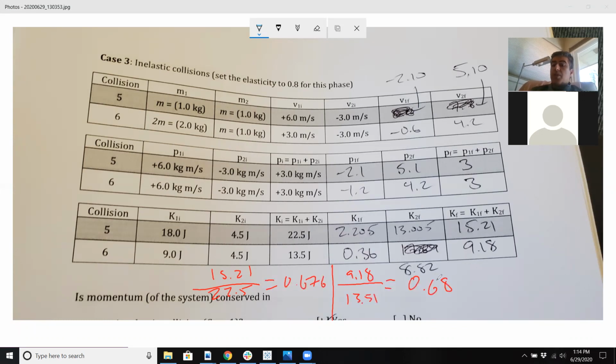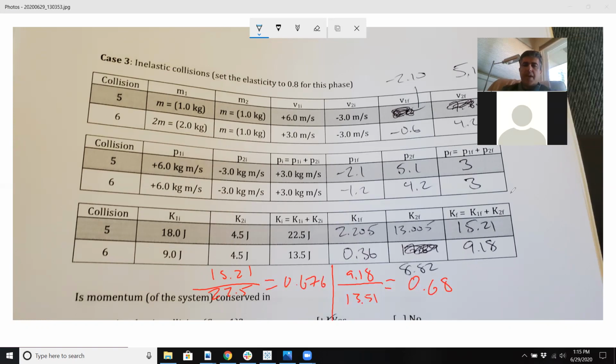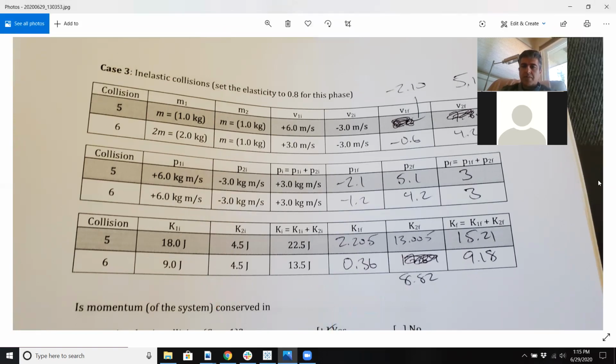So there might be some relationship here with elasticity and how much is lost to friction. So we'll probably explore that later this week. I'm going to clear that, and something else.